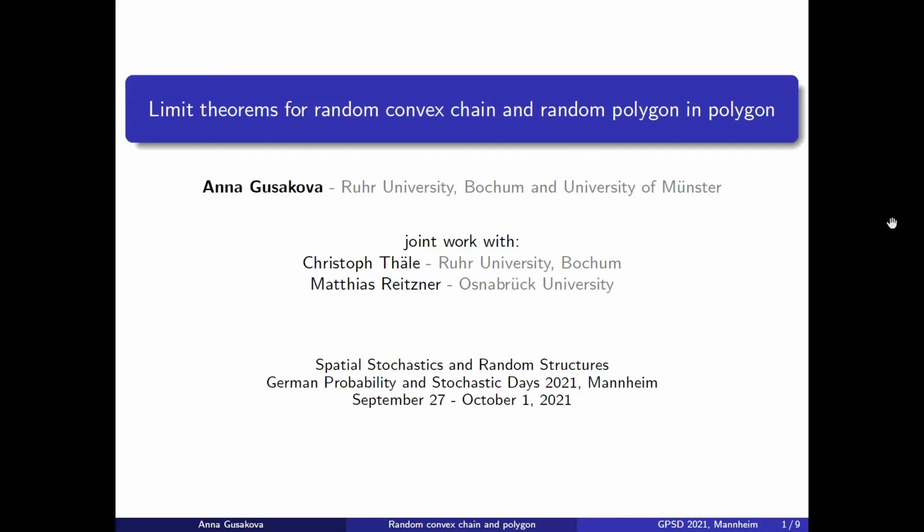I would like to talk about two models of random polytopes, namely random polygon in a polygon and the so-called random convex chain. I will consider central limit theorems for the number of vertices of these random polytopes. And let me start with the first model.